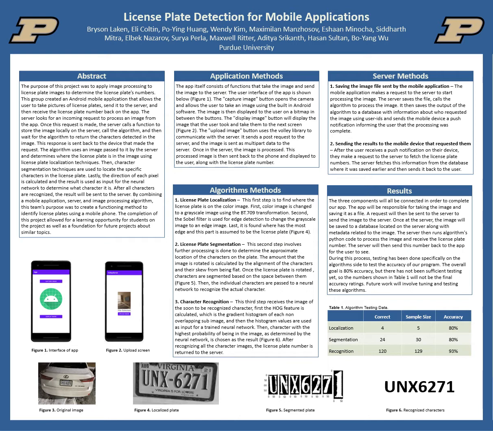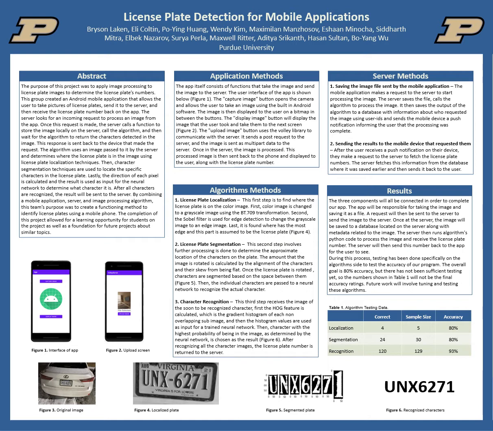Moving on to the server, the first step on the server is saving the image file sent by the mobile app. The mobile application makes a request to the server to start processing the image. The server then saves the file, calls the algorithm to process the image. It then saves the output of the algorithm to a database with information about who requested the image using user IDs and sends the mobile device a push notification informing the user that the processing was complete. The second step is sending the results back to the mobile device. After the user receives the push notification on the device, they make a request to the server to fetch the license plate numbers. The server fetches this information from the database where it was saved earlier and then sends it back to the user. Now on to the algorithm.